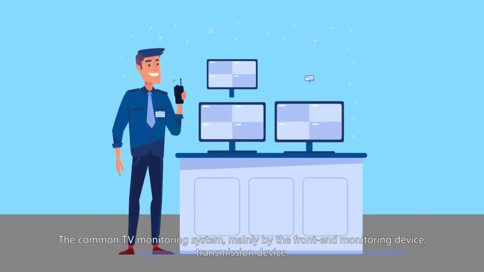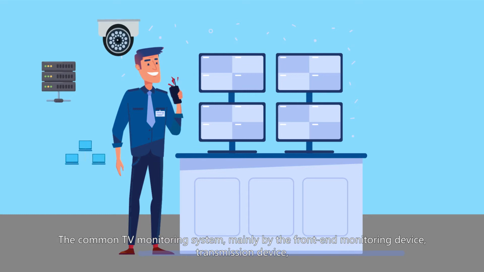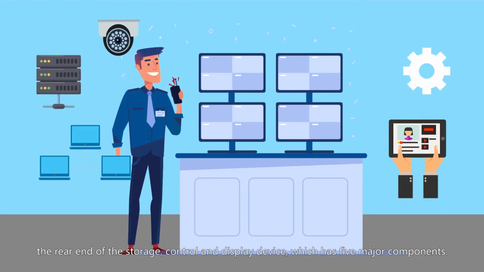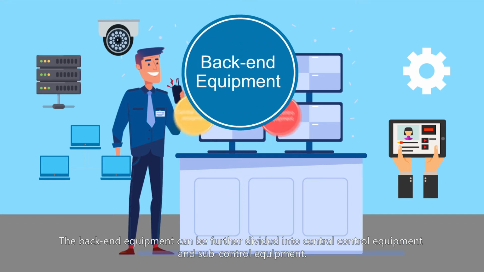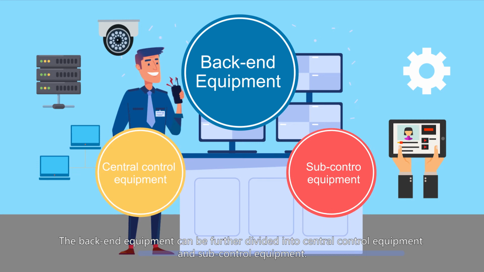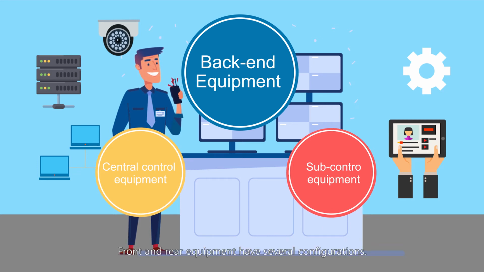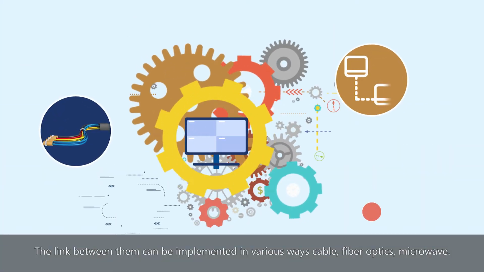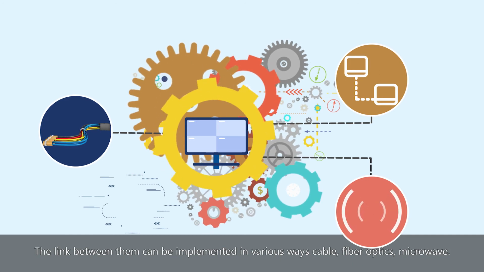The common TV monitoring system is mainly composed of the front-end monitoring device, transmission device, and the rear-end storage, control and display device, which makes five major components. The back-end equipment can be further divided into central control equipment and sub-control equipment. Front and rear equipment have several configurations. The link between them can be implemented in various ways: cable, fiber optics, microwave.